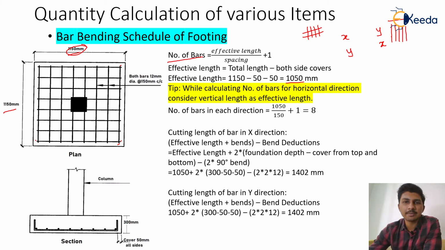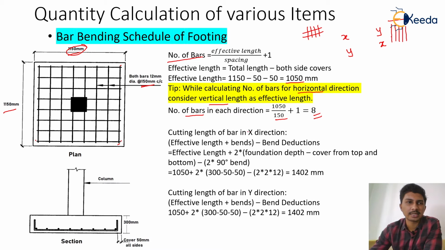So while calculating the number of bars for the horizontal direction, consider the vertical length as the effective length, that is number of bars in each direction. Now why I have said in each direction, because our length is the same in both directions. So that is 1050 effective length divided by spacing, that is 150, which is given over here. Both the bars are spaced at 150 mm center to center, plus 1, that is 8. So there are in total 8 bars horizontal and 8 bars vertical, and a grid is made, a jali, a net is made, so that the load transfer will take place from column to foundation to soil.